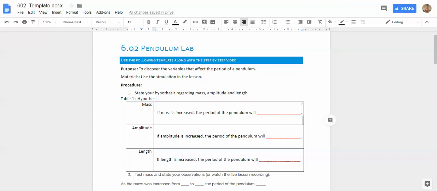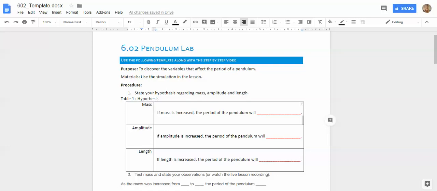Hi there, this is a step-by-step video for 6.02, the Pendulum Lab. In following this video, I would suggest that you have the template open and pause when necessary to complete the assignment as you watch this video. So first off, the purpose of this experiment is to look at what variables might affect the period of the pendulum. We'll use the simulation in this video, and the outside use of the simulation is not necessary.